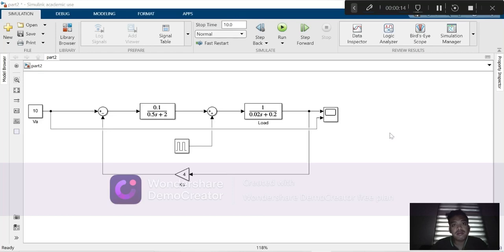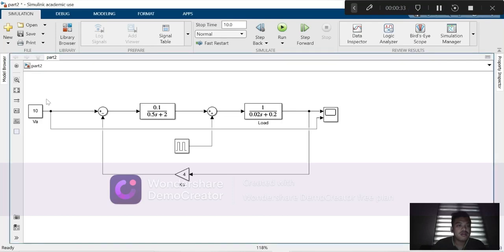I will explain my part, part 2.1. This is the diagram for question part 2.1, from the MATLAB simulation. Now I will get straight to it. We have a VA, transfer function, load, scope, pulse generator, and EMF constant.